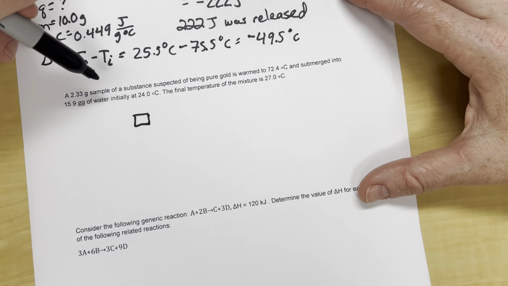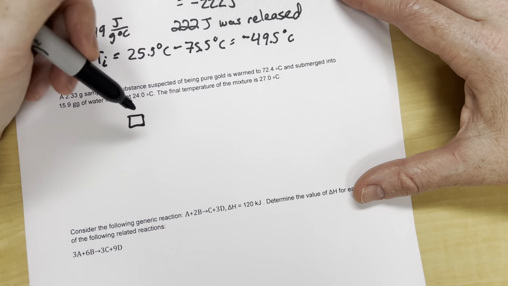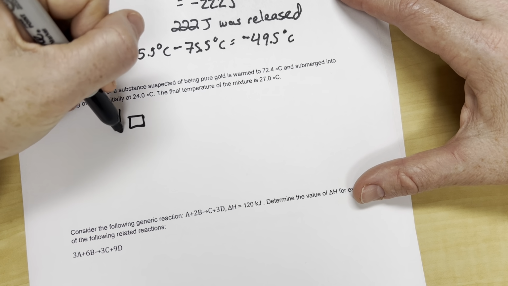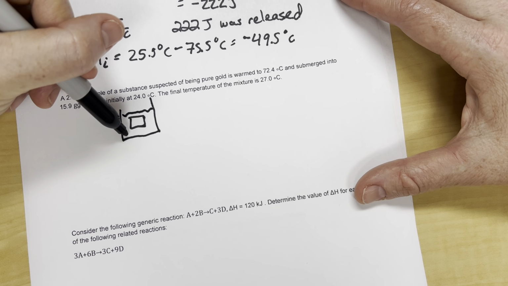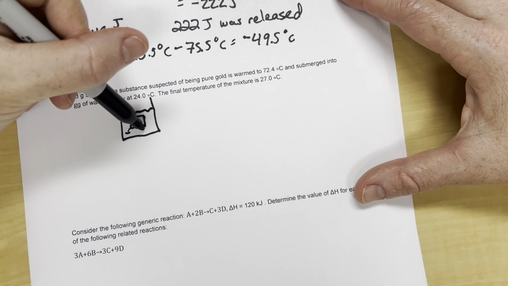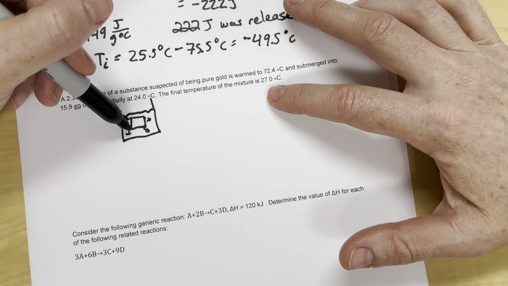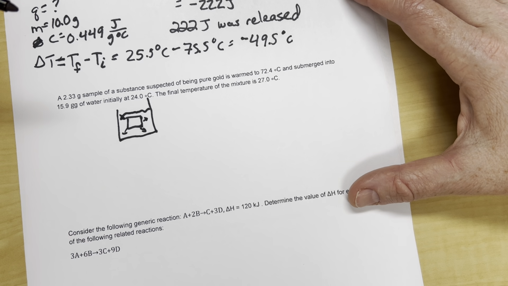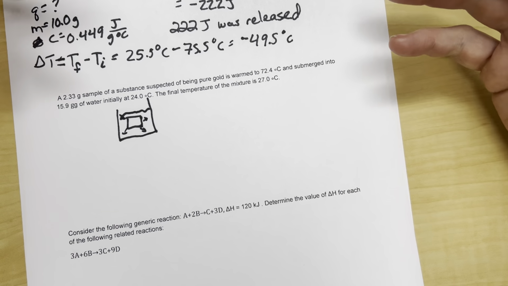So we had this piece of gold. It's suspected of being pure gold. You heated it up to a certain temperature, and then you put it into some water. Now, the water was initially 24, but this thing released heat and warmed up the water. At the end, everything was 27, meaning the final temperature of the gold and the final temperature of the water was 27. Hopefully you see you have two substances that you're talking about.